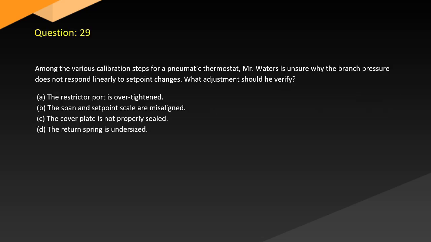Question 29. Among the various calibration steps for a pneumatic thermostat, Mr. Waters is unsure why the branch pressure does not respond linearly to setpoint changes. What adjustment should he verify? A. The restrictor port is over-tightened. B. The span and setpoint scale are misaligned. C. The cover plate is not properly sealed. D. The return spring is undersized.